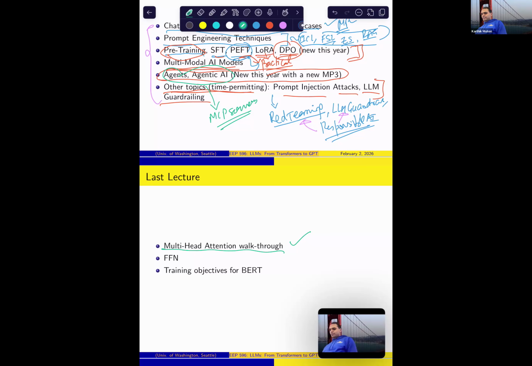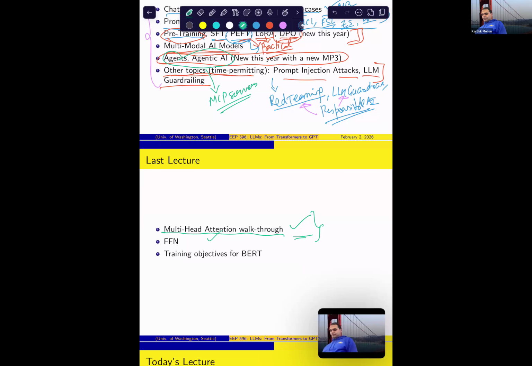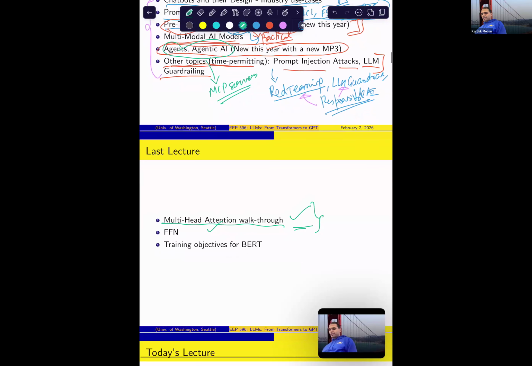So hopefully we've spent some time on this, and it's clear. There are some things like which activation functions to use. I think we spent some time on that, but a lot of it is about experimenting. You experiment, see which one works, and then you use it, right? So we looked at feed-forward neural network. I don't know if we covered training objectives or BERT, but if not, we'll cover it today.